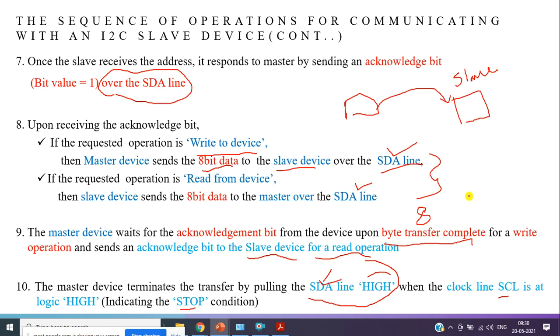See here, both SDA and SCL are high, then it is a stop condition. If SDA is low and SCL is high, it is an indication of a start condition.